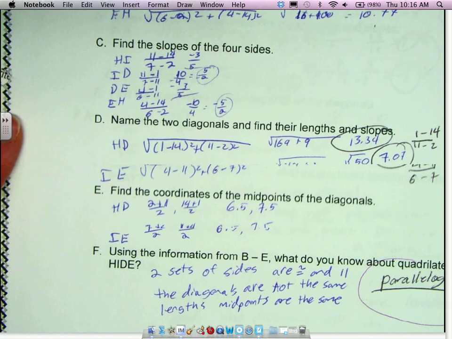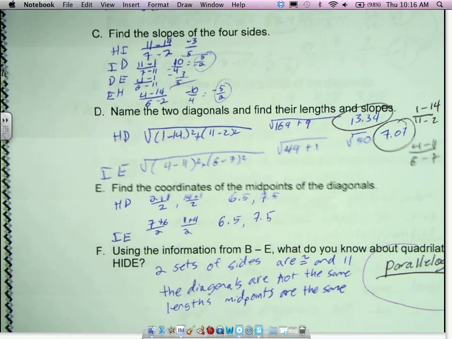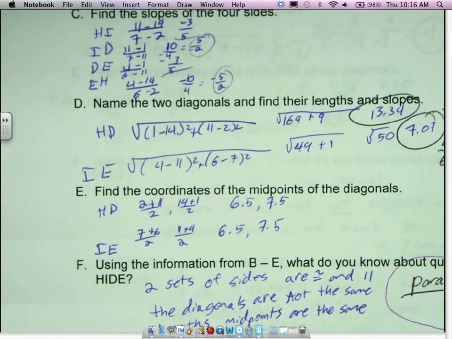The slopes for C, this is number one. HI and DE have the same slope, -3/5, and ID and EH have the same slope, 5/-2. We did this yesterday. I'm just going over it quickly so we have it.